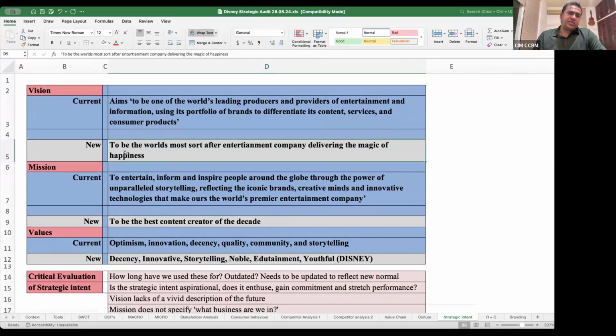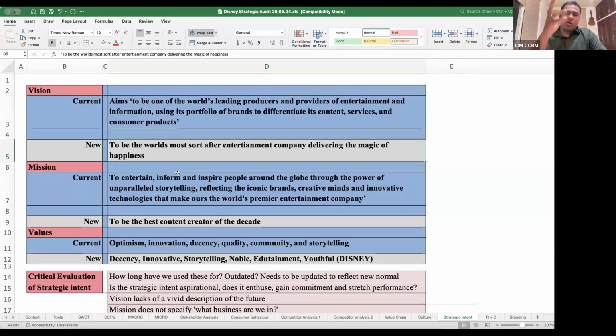And I have proposed a new vision: to be the world's most sought after entertainment company, delivering the magic of happiness. So I've kept it short. You can even coin something, it doesn't matter. I believe that we are in the business of delivering happiness and the magic of happiness.